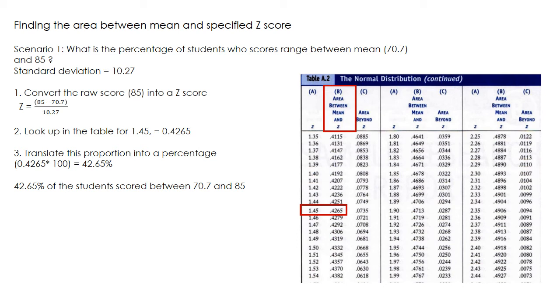So you get 0.4265. Then you translate the proportion into percentages. You multiply by 100, you get 42.65. So that is going to be our answer. So 42.65% of students scored between 70.7 and 85, between the mean and 85, because the mean is 70.7.